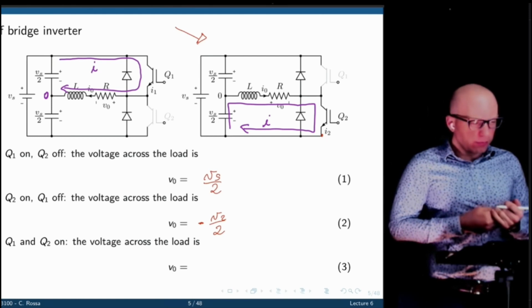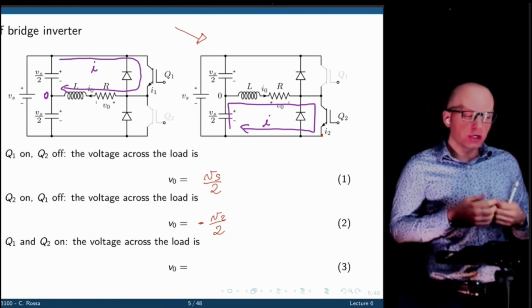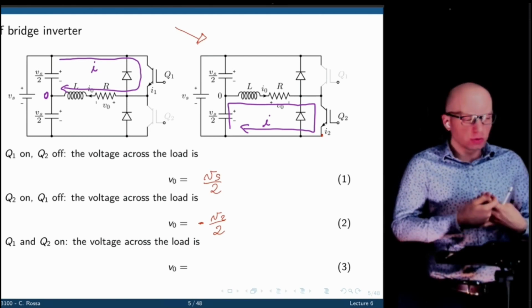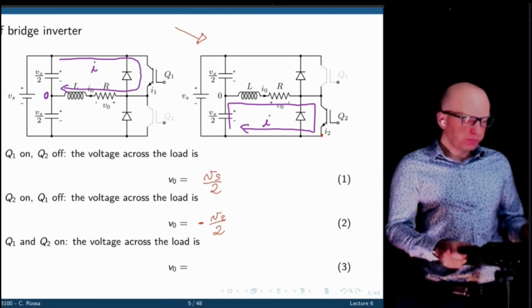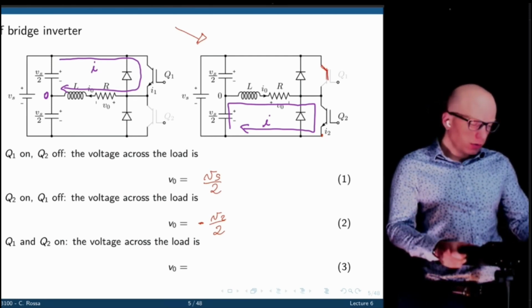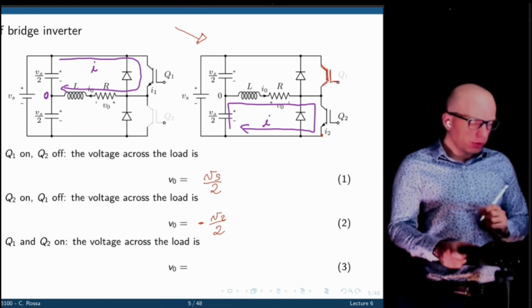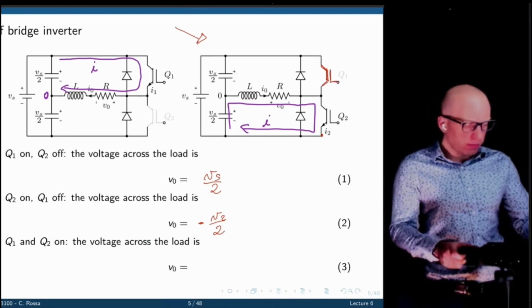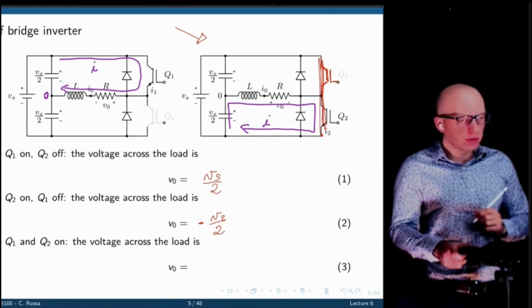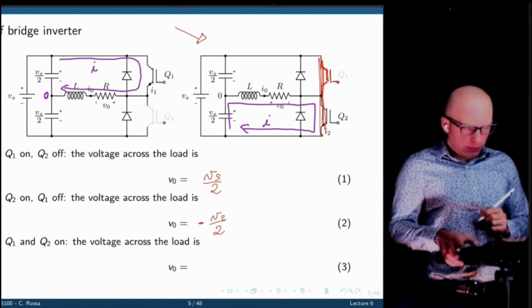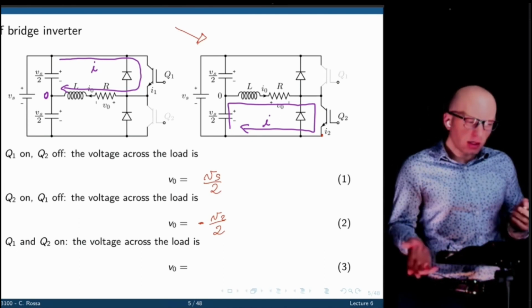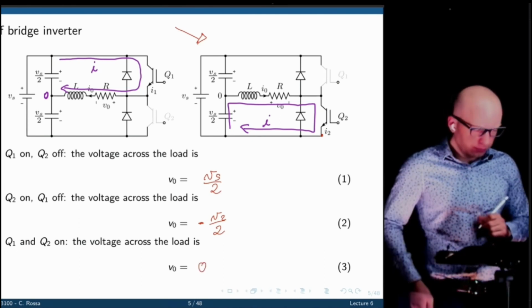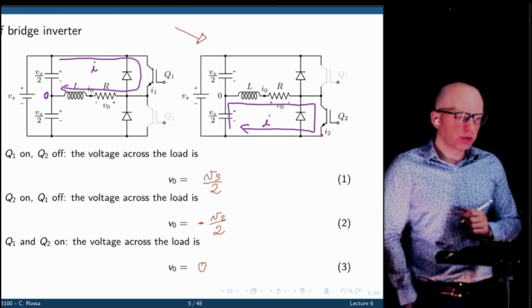That's 0. And when both transistors are on, what is the voltage across the load? If we close both transistors, if they're both fully functional like that, then we are basically creating a short circuit, right? You're creating a short circuit, and the voltage across the load is 0.